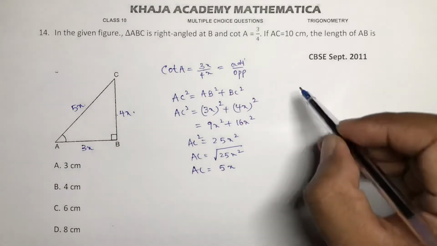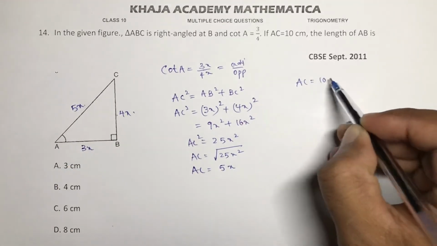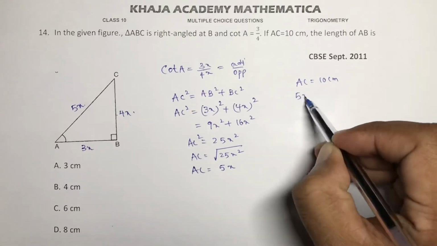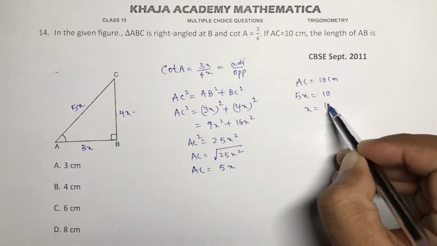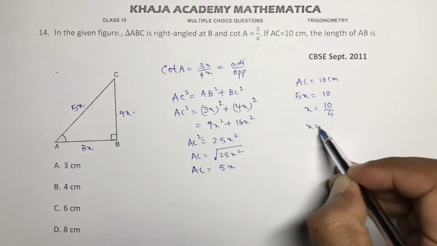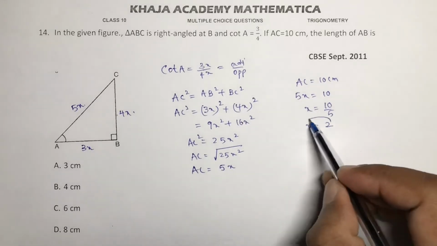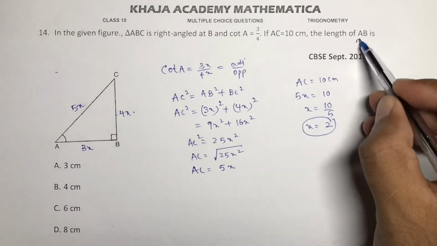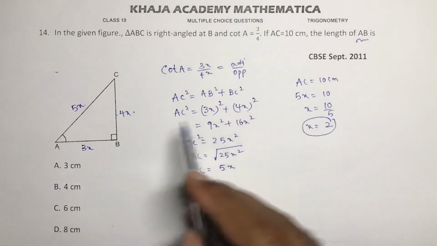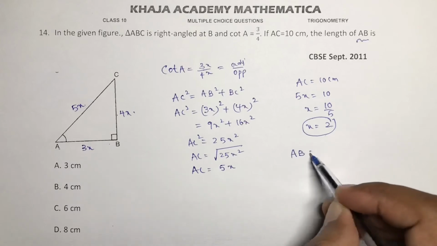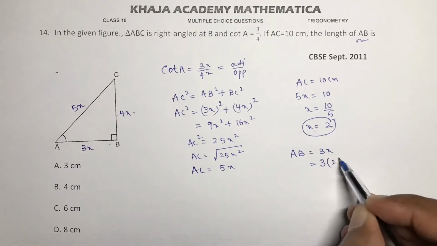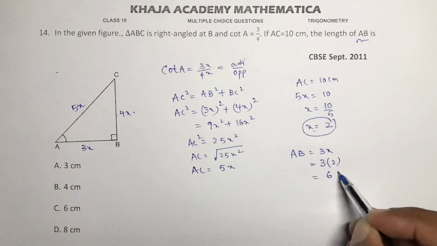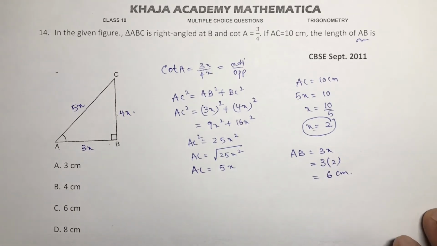AC is 5x, but they give AC as 10 centimeters. So 5x is 10, x will be 10 by 5, so x will be 2. The value of x is 2. Now they are asking for AB. AB is 3x. The x value is 2. 3 times 2 is 6 centimeters. So the correct option is C.